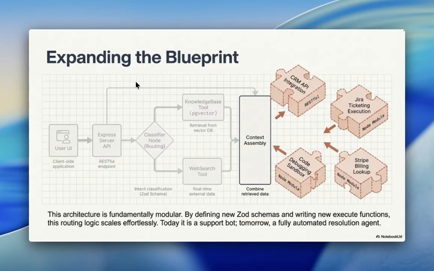Expanding the blueprint: you could add a CRM API integration, a code debug sandbox for node modules, a Stripe billing lookup, and Jira ticketing. This architecture is fundamentally modular. By defining new Zod schemas and writing new execute functions, the routing logic scales effortlessly. Today it is a support bot, tomorrow a fully automated resolution agent.